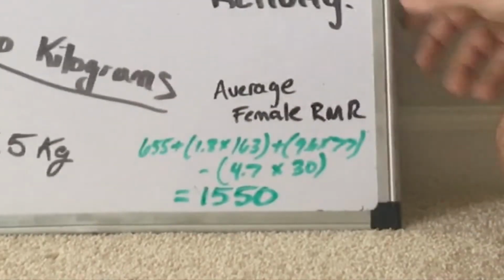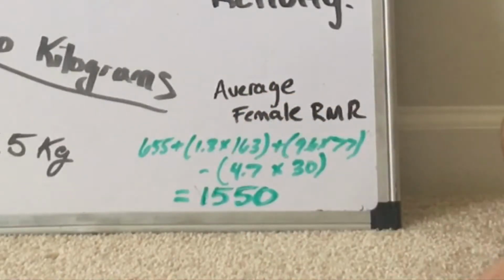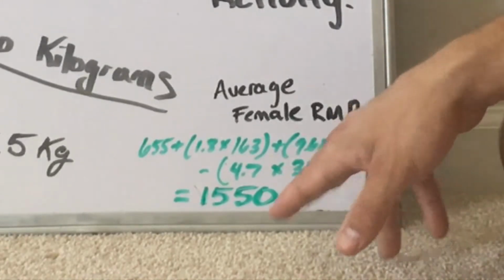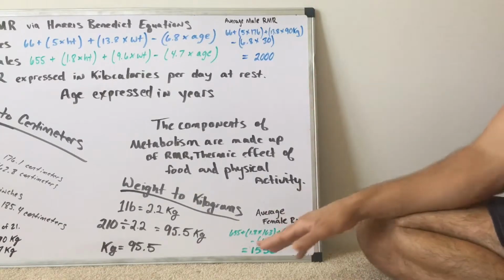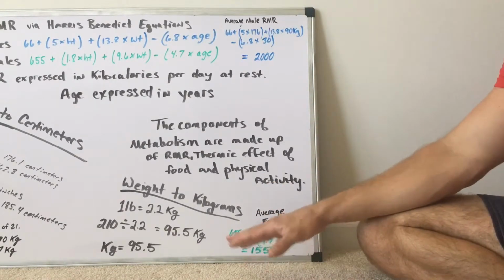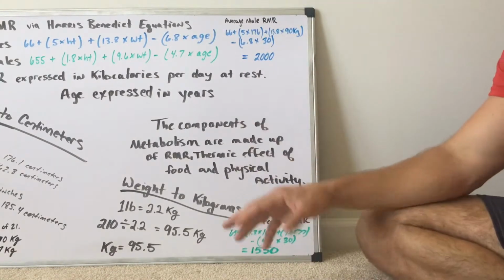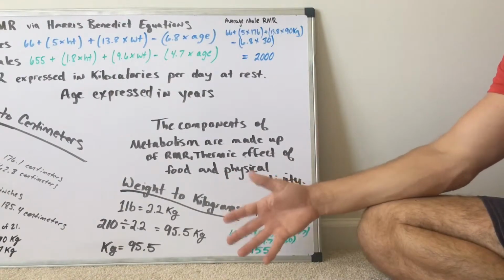For females, we have 655 plus 1.8 times 163, plus 9.6 times 77, minus 4.7 times 30 at the age, which gets you 1,550. Now these are estimates, like I said. So females are about 1,500 calories and males are about 2,000 calories at rest per day.